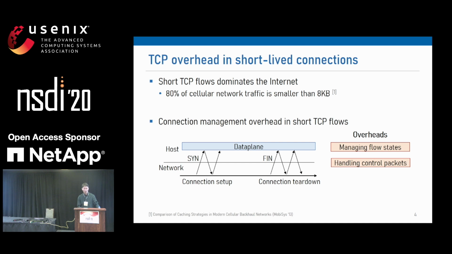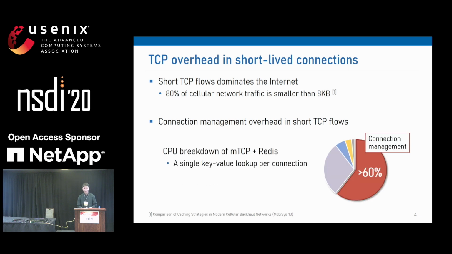To quantify the overhead, we analyzed CPU usage on a key-value store which is using mTCP, one of the state-of-the-art TCP stacks. And we found that when short-lived connections are dominant, 60% of the CPU cycles were used only for connection management.